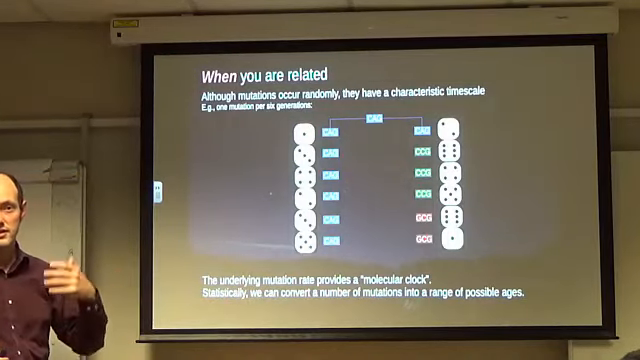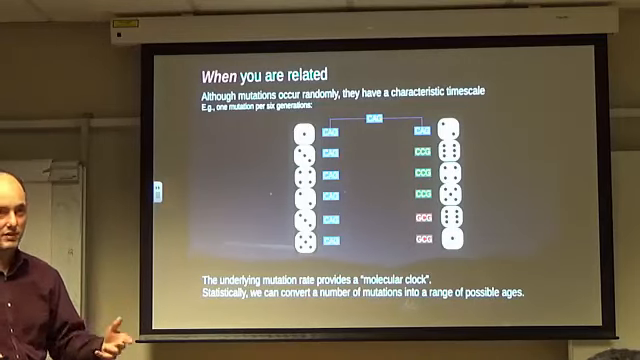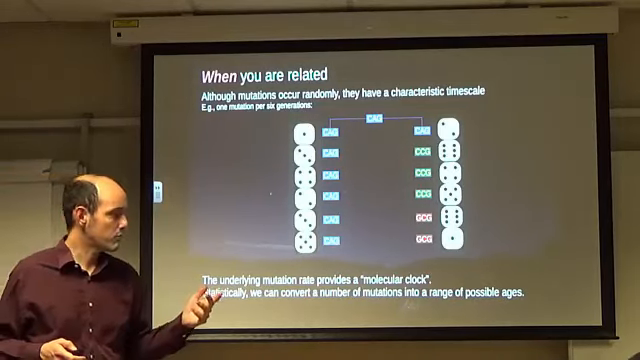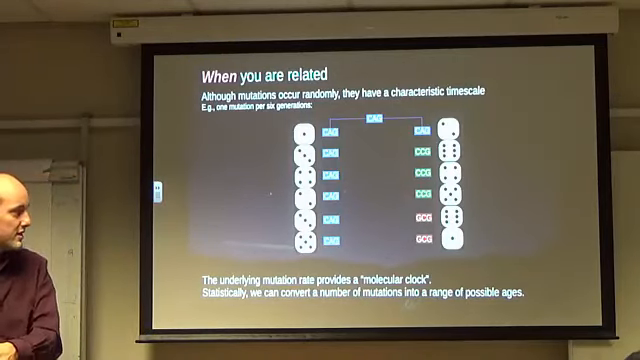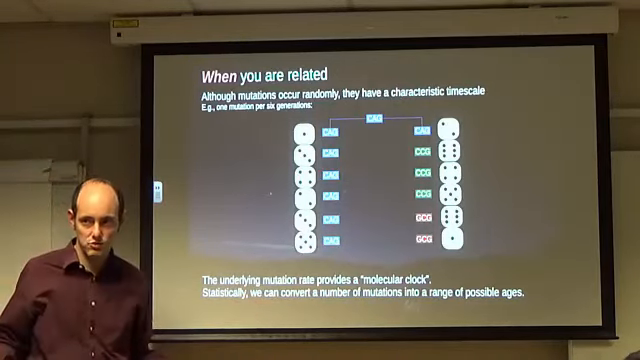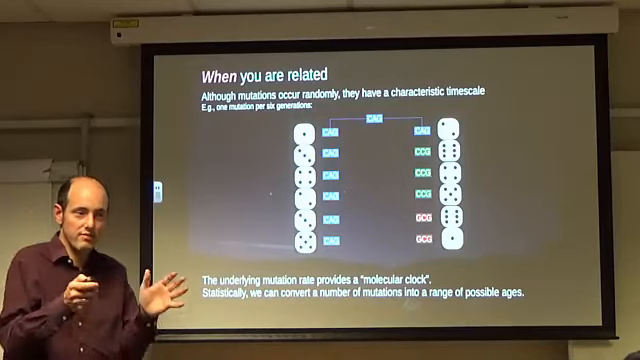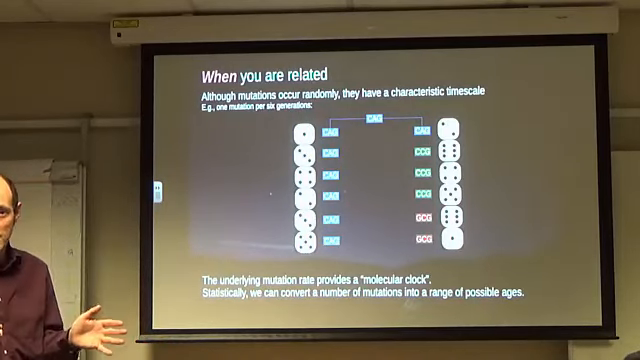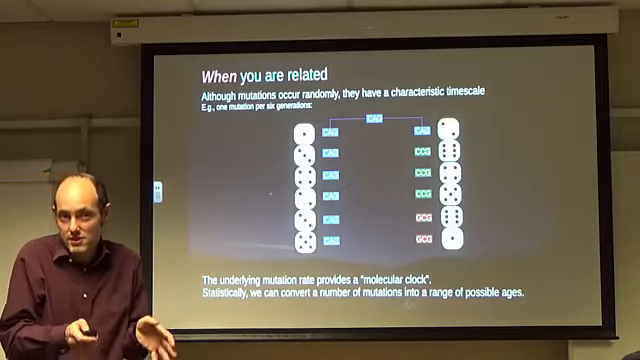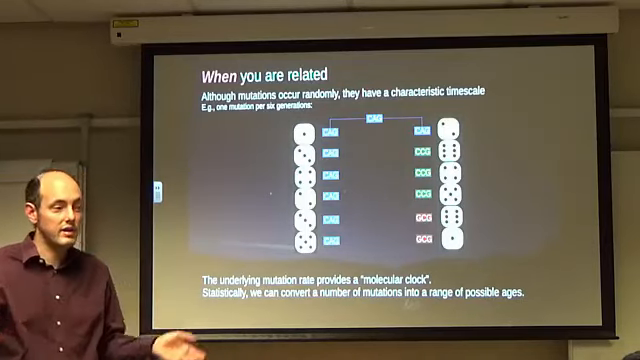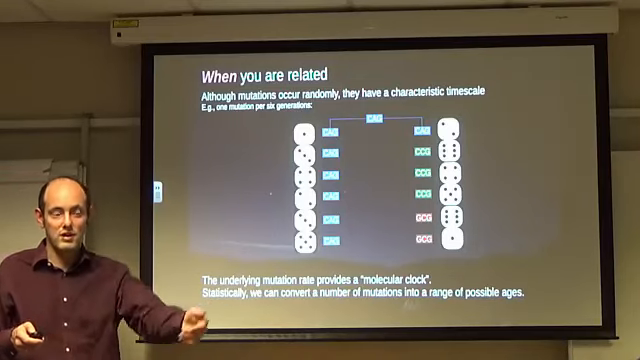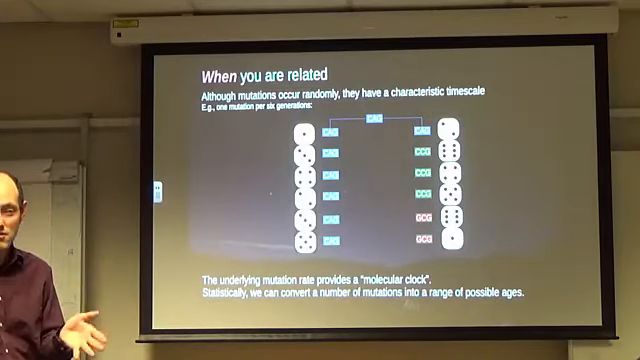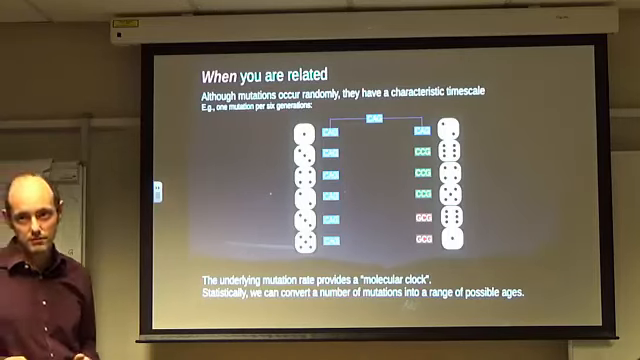It's not a clock that ticks evenly, it's a clock that ticks randomly. It's irregular. But we can use statistics to convert the number of new mutations that we see in a test to a range of possible ages. And this is not necessarily a very accurate range. We can maybe get it down to a century if we try really, really hard, but most likely we're looking at a few centuries, or for older haplogroups we're looking at maybe recognizing the millennium that it occurred.